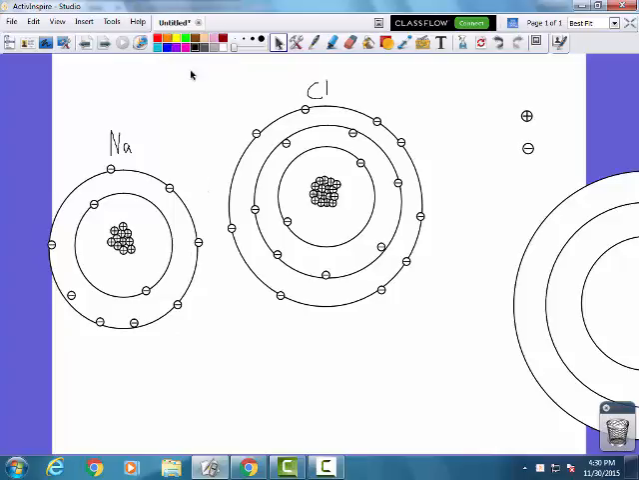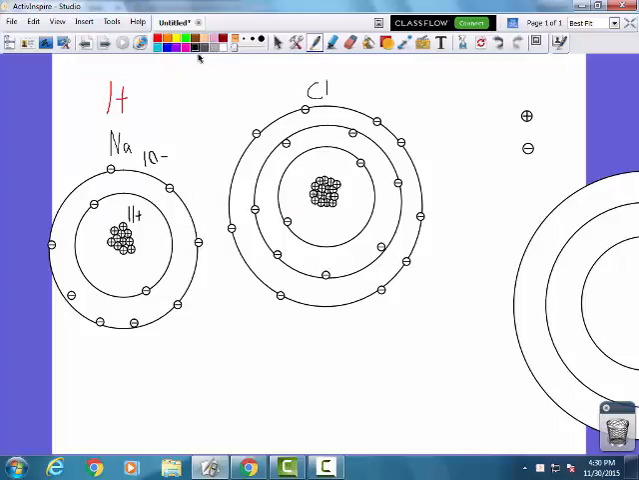But here's the kicker. When sodium donated that electron to chlorine, because they bumped into each other, something special happened. Sodium still has its 11 protons in the center, so it's still 11 plus in the center. But if you count its electrons around the edge, there's only 10 electrons. So its overall charge is a 1 plus. This is an ionic charge. So it's become ionically charged because it donated an electron to chlorine.